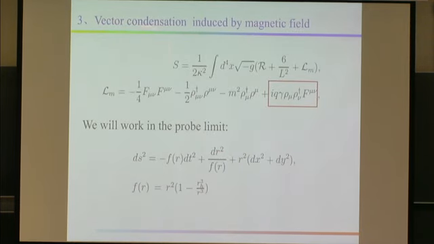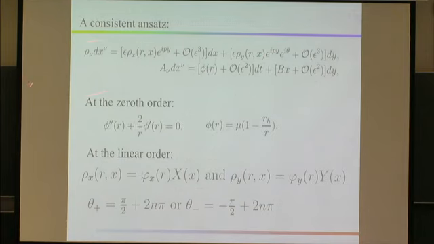Now I move to the third part, the vector condensation induced by the magnetic field. Mainly consider the effect of this term, because in this case, we will add the external magnetic fields. In this case, we work in the probe limit. Then the background is chosen to be the Schwarzschild ADS black hole solution. RH is the horizon of the black hole. A consistent ansatz is taken in this way.